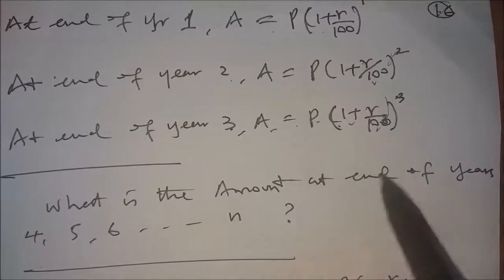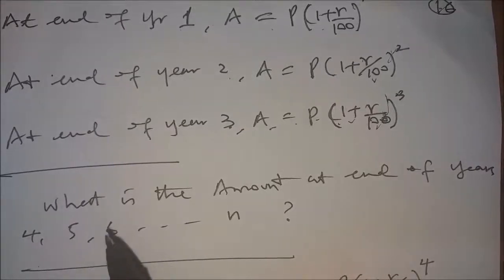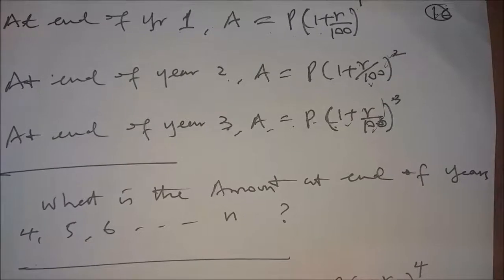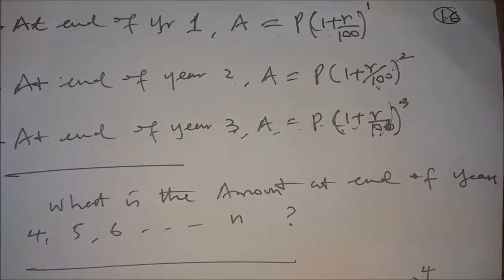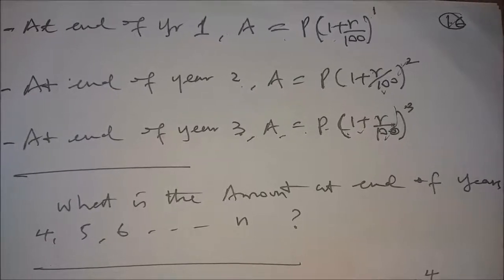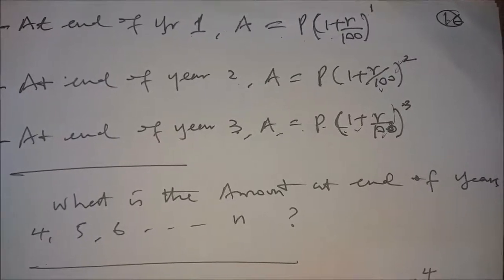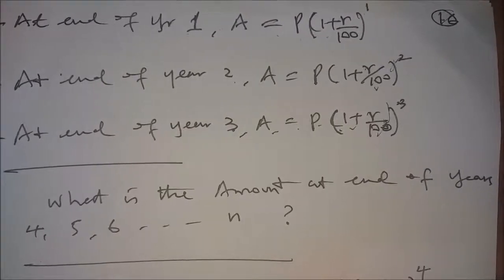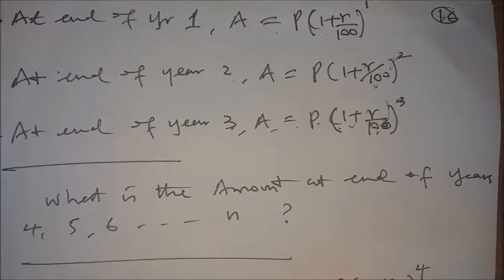What is the amount at the end of years 4, 5, 6, and n years? Take your time to think and see if you can come up with the expressions for the amount at the end of year 4, at the end of year 5, at the end of year 6, and at the end of n years or n interest periods.